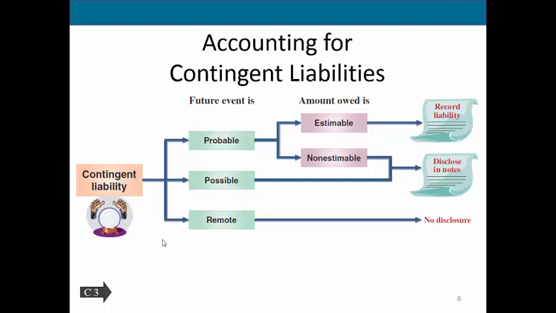So when we have a lawsuit or any type of contingent liability, first we have to determine the probability of this liability. Then once we do that, we have to be able to determine the amount. So based on where this contingent liability is classified, we may or may not have to record the liability. When we record a liability, that's simply where we show the liability on the books, meaning we actually make a journal entry to show that liability.